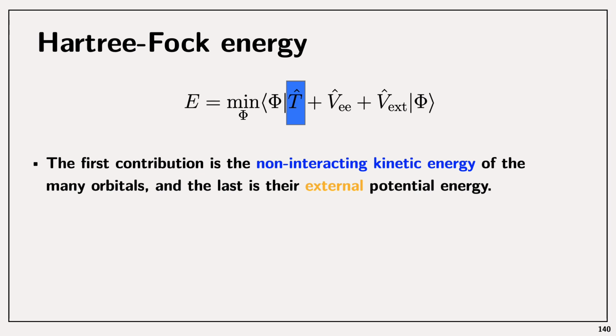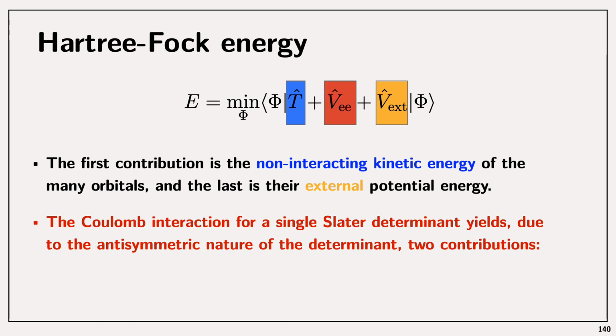We have the non-interacting kinetic energy. Why is it not interacting? Well, because we are calculating the expectation value for a non-interacting solution. We have the last term, which is the external potential. And then we also calculate the Coulomb interaction for the single Slater determinant in red.